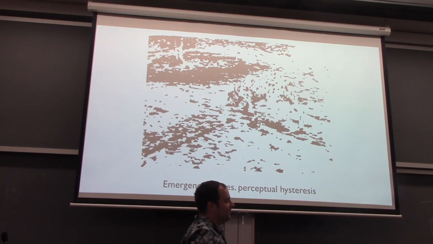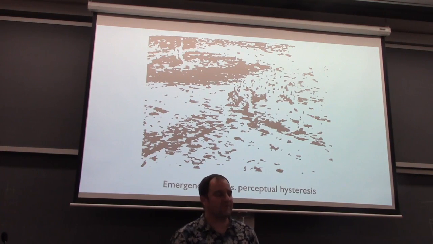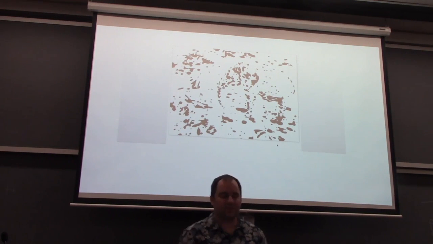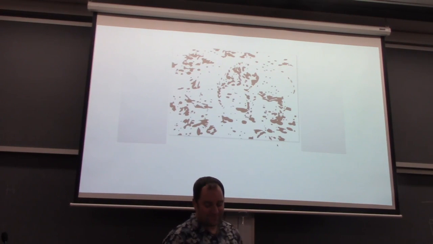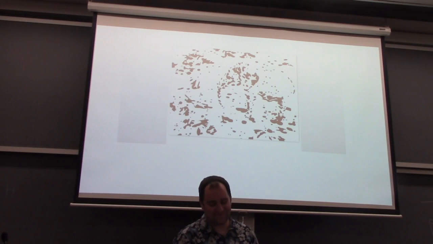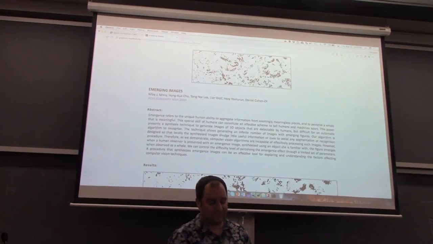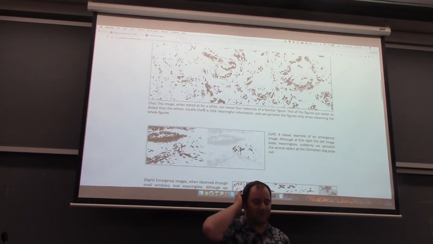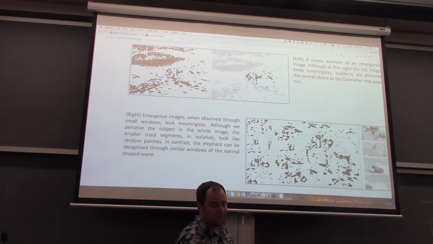These are called emergence images, and once you have seen it, you cannot really unsee it. This is called perceptual hysteresis. We can see something here. Elephant. Yeah, there is an elephant right here. Here is the trunk of the elephant, the ears, the legs. This was actually a SIGGRAPH Asia paper from 2009. They did some studies on what it is that we perceive about those pictures. Here it's quite obvious, the dog.